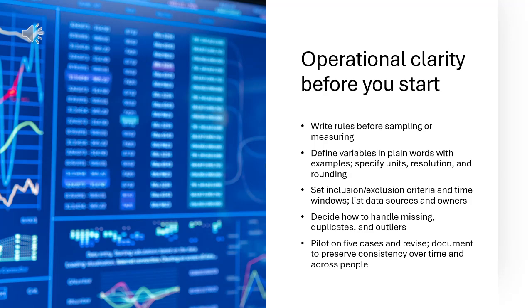Set inclusion and exclusion criteria with time windows. List data sources and who records each field. Decide how to handle missing, duplicate, and outlier values. Pilot your process on 5 cases and revise. Documenting decisions preserves consistency across people and time.